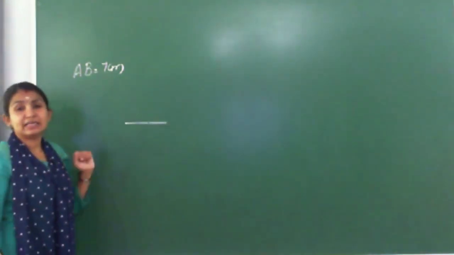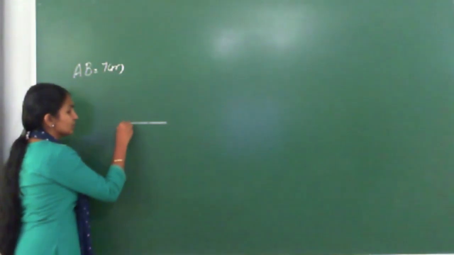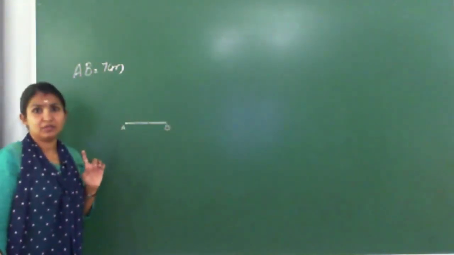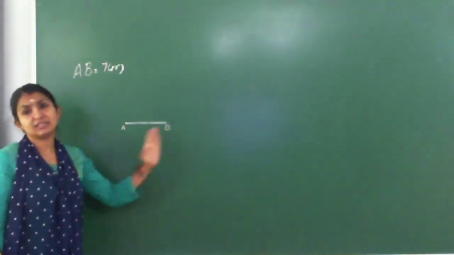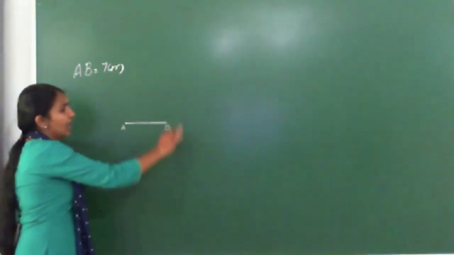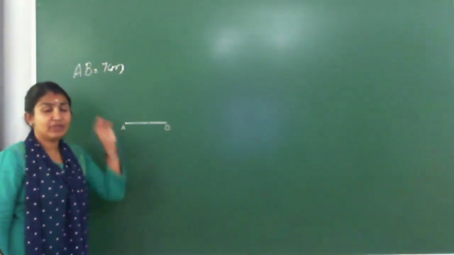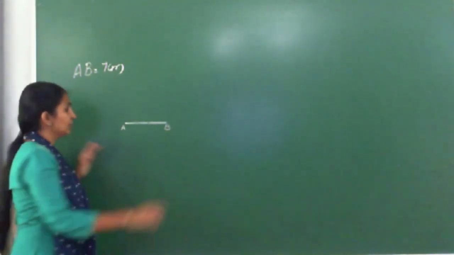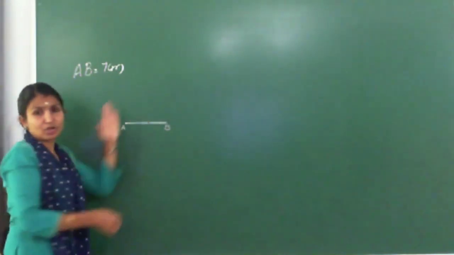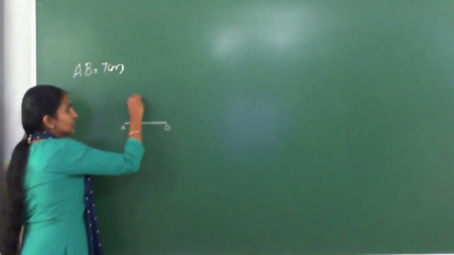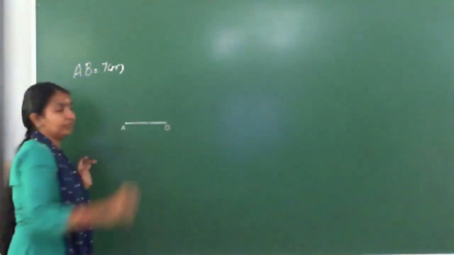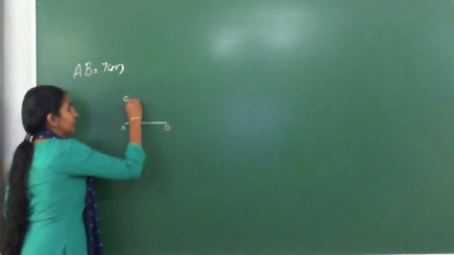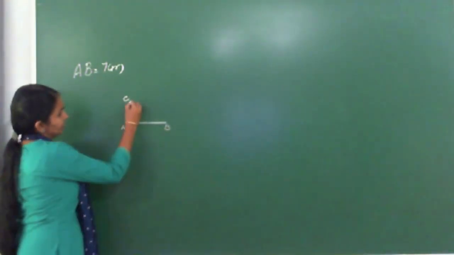So we got a line segment AB. I just marked it as AB. Now we need a point which is outside this line. Anywhere we can put a point and mark it as C. Maybe on top or bottom, it's up to us. So I just marked it here, and named it C. This is the point C.